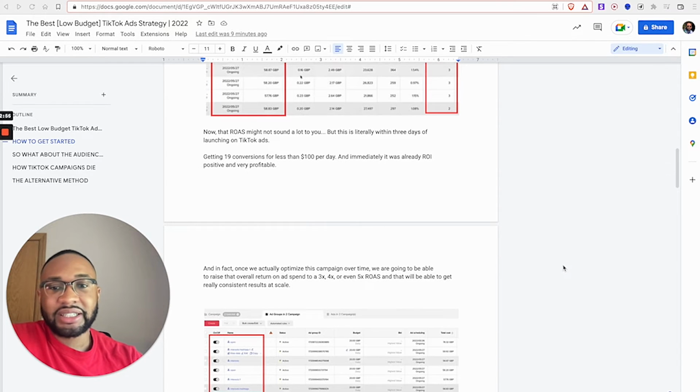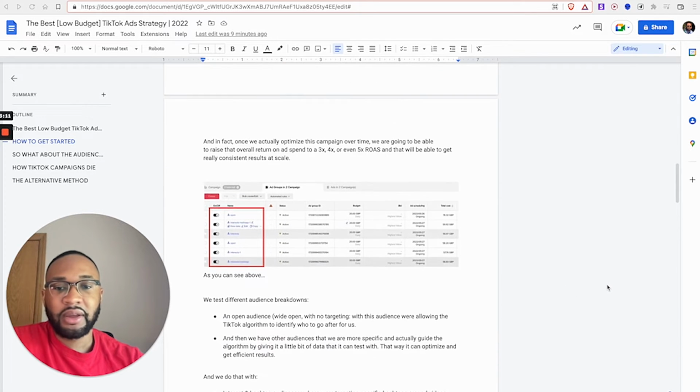And in fact, we're going to optimize this campaign over time. So we'll be able to see what's going to have a nice return on ad spend. So that could be a 3x, 4x, 5x, and in some cases even 7x, right? And that'll be able to get really consistent results at scale.